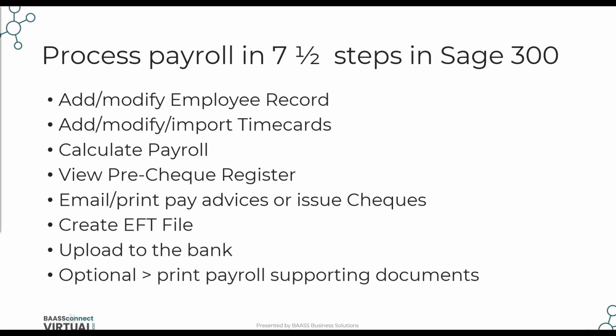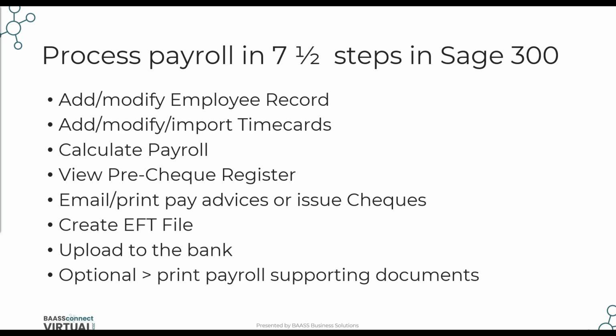So let's talk about the 7 or 7.5 steps in Sage 300 payroll. The half is the optional. To run a pay in Sage 300, really there are 7 steps. The first step is to add or modify your employee record, and add, modify, or import time cards. If you do have a time and attendance solution, perhaps instead of importing the time cards, those time cards will get updated automatically between your time and attendance and Sage.